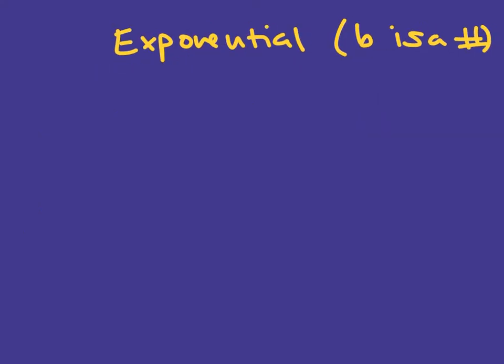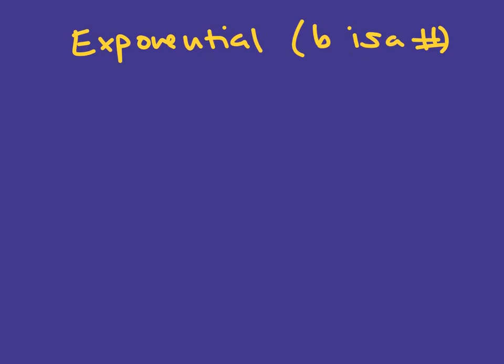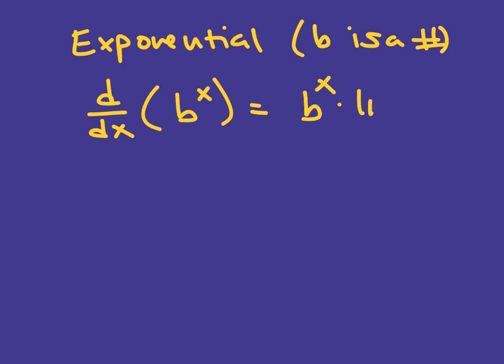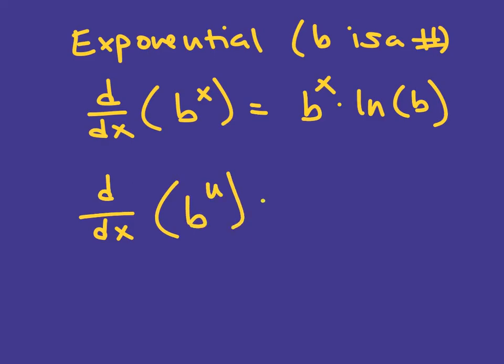Let's say I wanted to do this with just a normal exponential function, not a natural exponential function, e to the x. But let's say I do d dx of some number b raised to the x power. Remember, b is a constant, b is a number. My derivative then is going to be b to the x times the natural log of b. And then if we apply the chain rule on this, I'm going to get b to the u, where u is a function, so I've got b to the u times the natural log of b, and then multiply it by the derivative of my inside function.